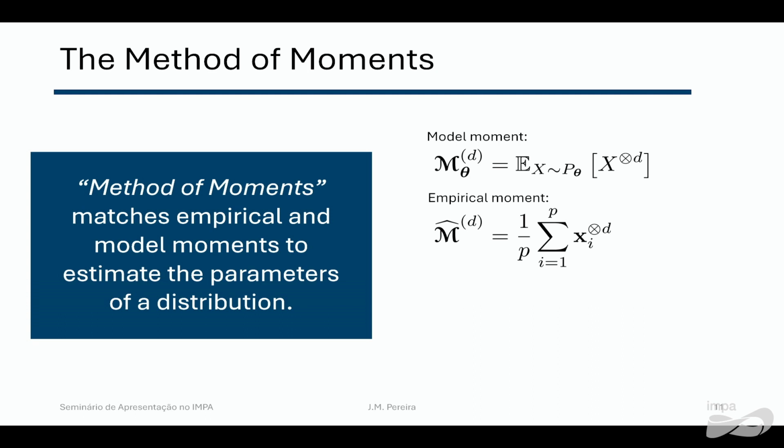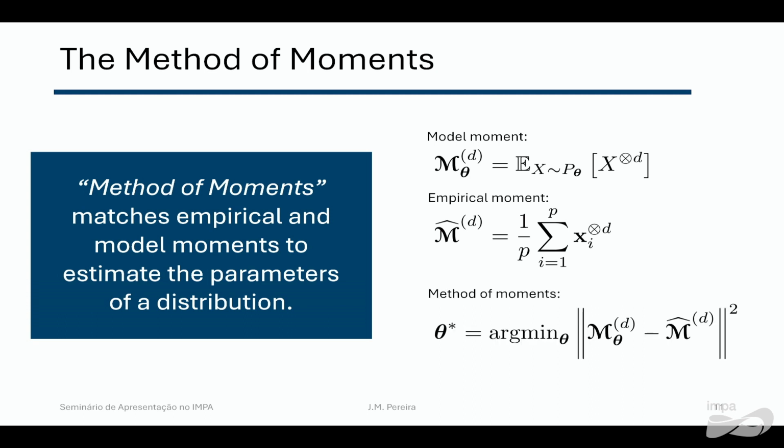And so what the method of moments consists of is trying to minimize the distance between the empirical moment and the model moment. So try to find the parameters that minimize this distance, hoping that if you have enough samples, the empirical moment is going to be close to the true moment for the right parameters. So as you minimize this, you're going to be close to the right parameters, to the true theta that corresponds to the model parameters.